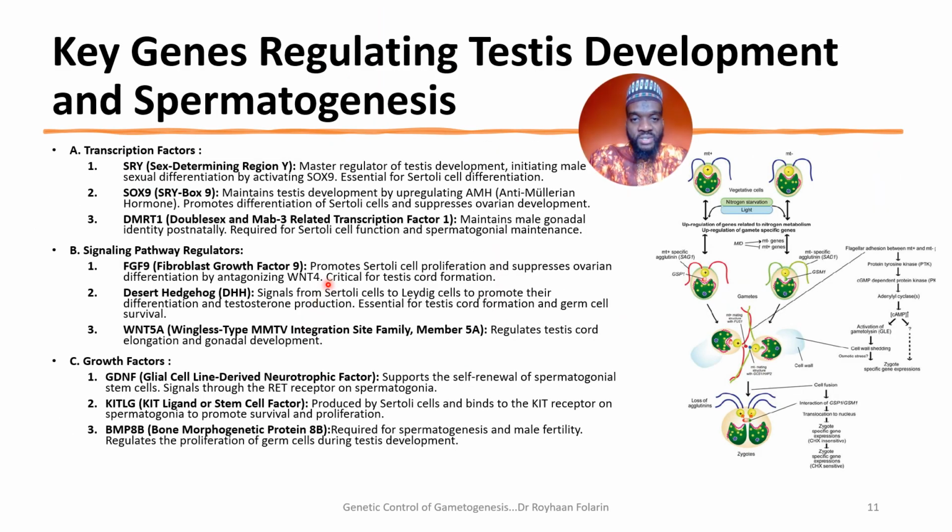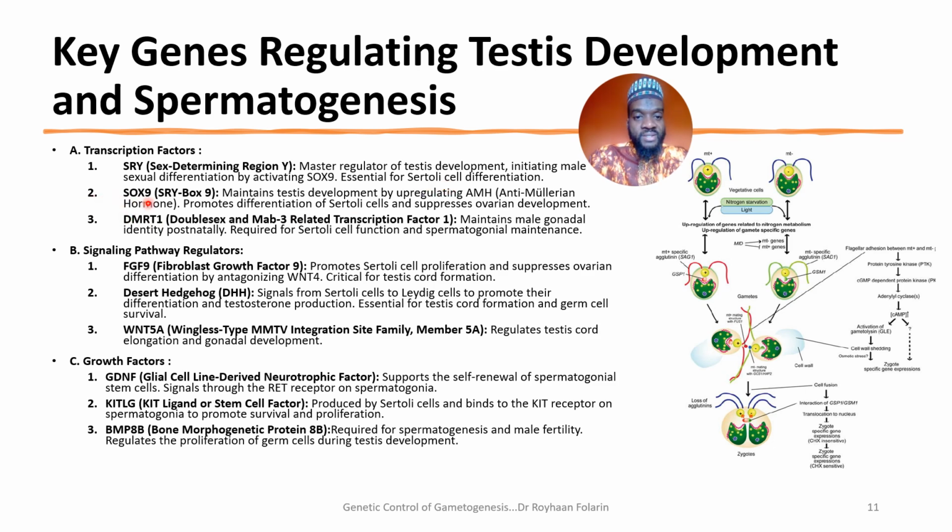So here are key genes that regulate the development of the testes across spermatogenetic stages. Again, the transcription factors, which are genes that regulate the expression of other genes. You have the SRY that we just mentioned. It's considered a master regulator of testis development, which initiates the sexual differentiation of the male sex by activating the SOX9, which we are talking about next. It's very essential for the differentiation of cells to becoming the Sertoli cells.